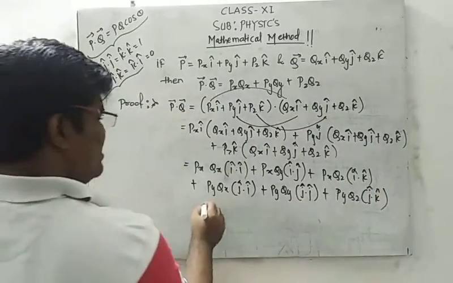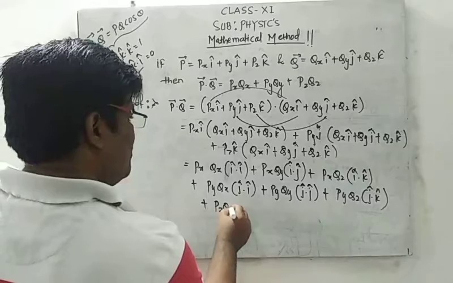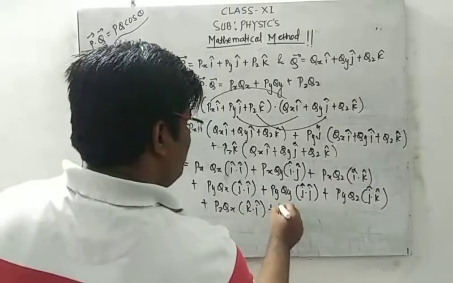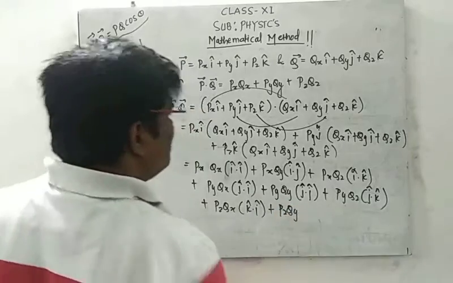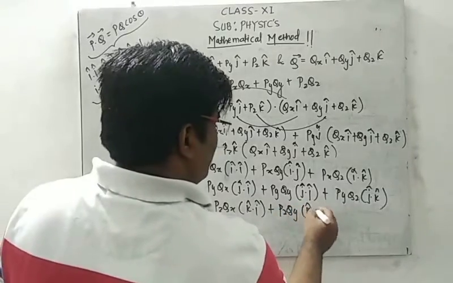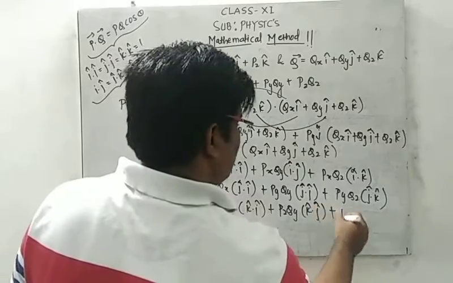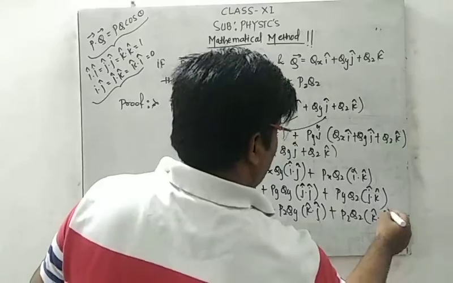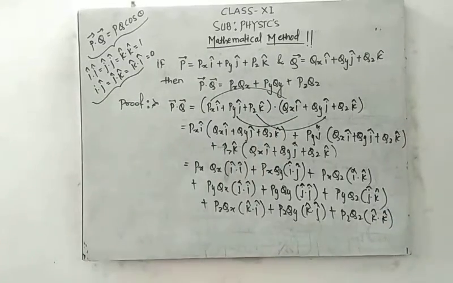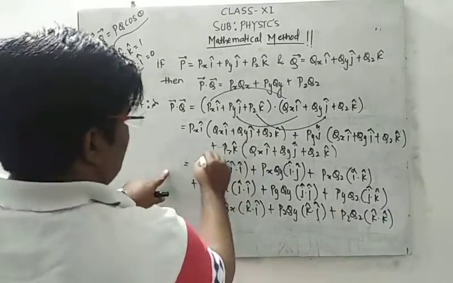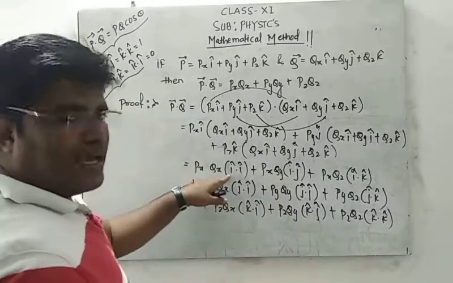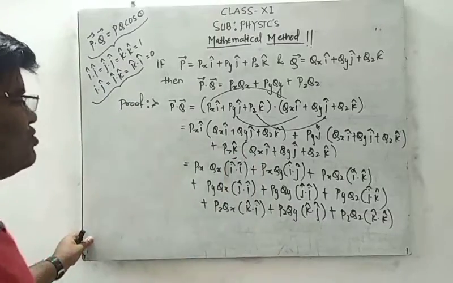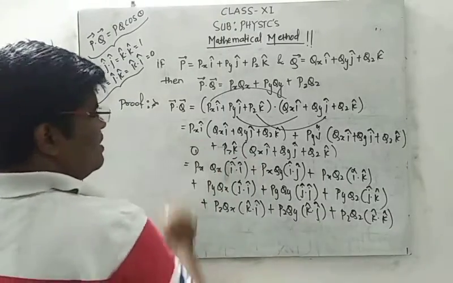Similarly, we do this: pz qx k cap dot i cap plus pz qy k cap dot j cap plus pz qz k cap dot k cap. You know that i cap dot i cap, these two parallel vectors, their scalar product is equal to 1. So this term becomes 1.